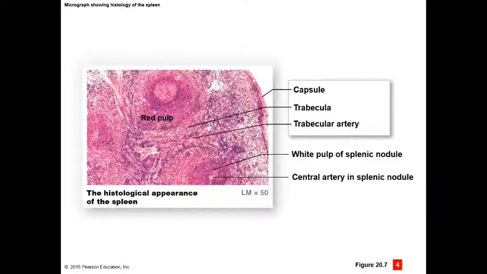Under the microscope, what you would notice is that there's the capsule, the outer layer of the spleen, and then these trabeculae, this kind of loosely arranged area with concentrated areas of red pulp and white pulp, areas where there's more lymphatic structures.